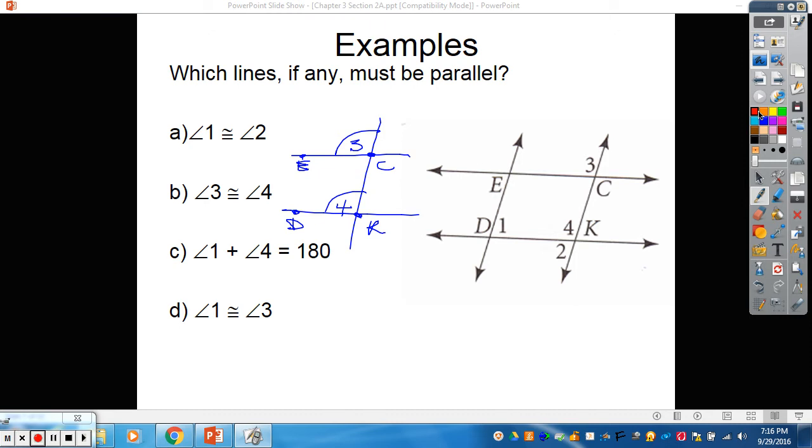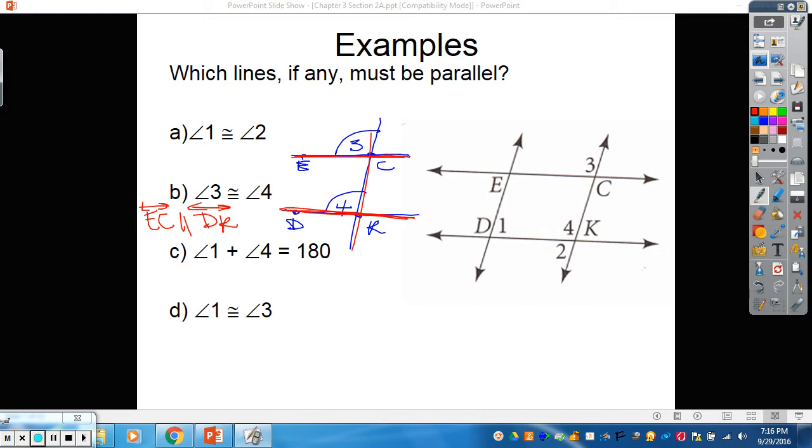Well, the line that's shared, remember, is called the transversal. Okay, I didn't even touch the board and I got that mark to come up. So as a result, this line right here and this line right here have to be the parallel lines. So I'm going to write this down. Line EC is parallel to line DK.